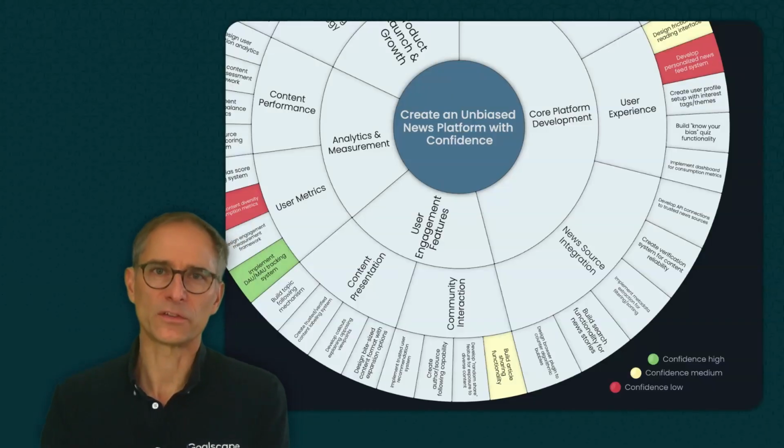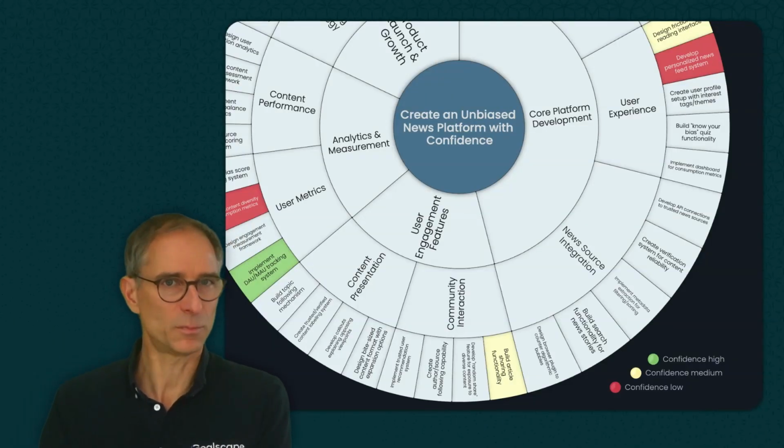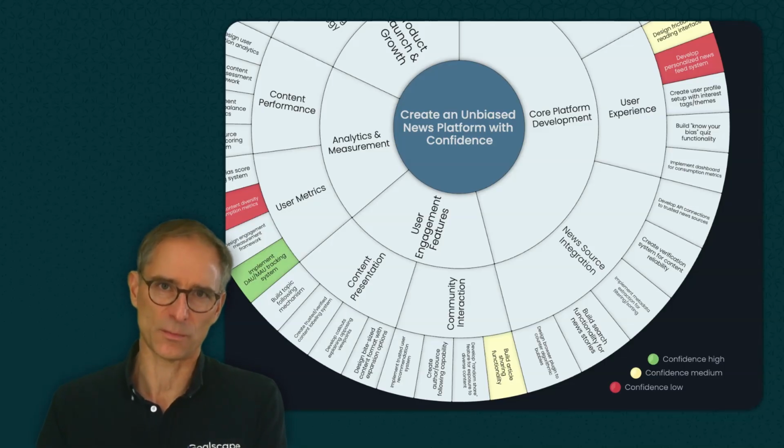Low confidence triggers support or adjustment, not blame. It's the best meeting agenda you can have. Talk about the goals in which confidence has dropped and fix what's fixable or let go what cannot be fixed.